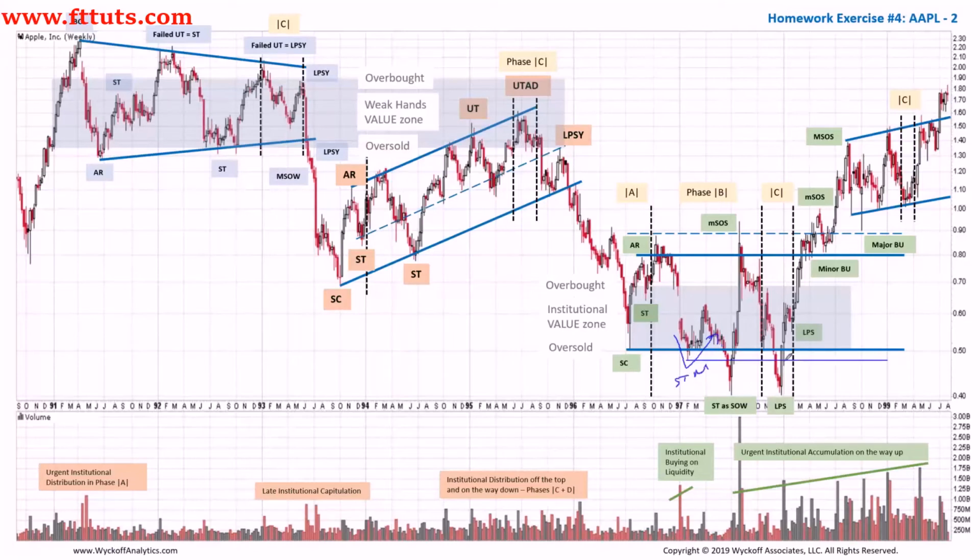Look at the next oversold right here. Goes down. What do we see with the volume signature? Right away, there is some demand that's coming in. Why?